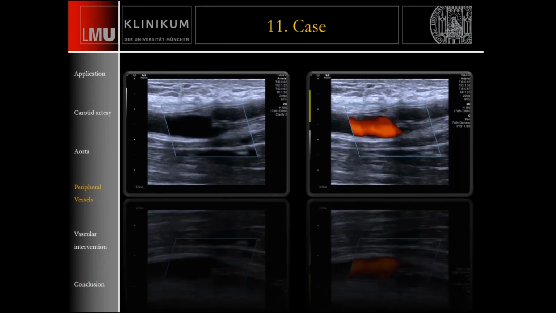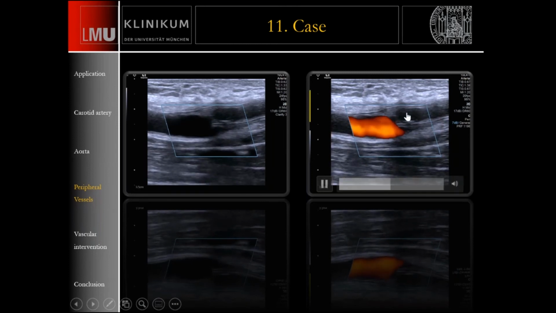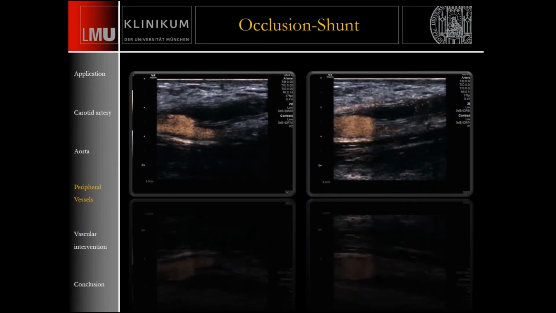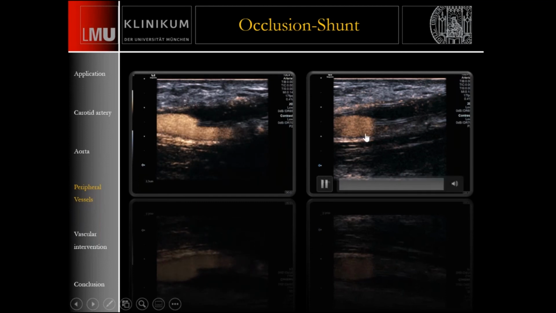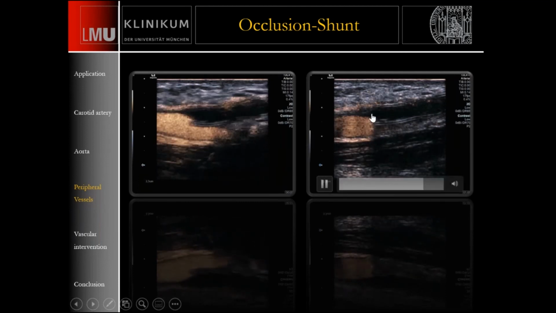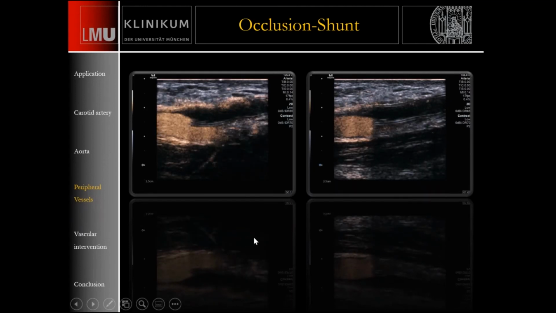What about this patient? This patient has got a shunt, and we see this is the PTFE shunt here. Color Doppler and power Doppler could not see any flow inside. So is this an occlusion of the shunt, or is the flow only very slow? If we repeat the examination, you could see it's a complete occlusion of the shunt. Also in the later phase, complete occlusion of the shunt. So the patient has to undergo an intervention of this shunt.